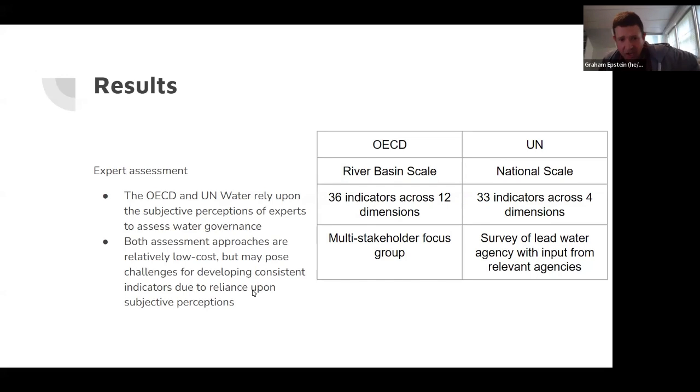The OECD is designed as a focus group. You organize a meeting, usually a one-day meeting. It could go for multiple days, but ideally a one-day meeting. They come together with some guiding questions and develop these scorecards that can be used for assessing water governance capacity. The UN's a little bit different. It is a survey that's distributed to a lead agency, who then is supposed to go out and solicit information from related agencies to submit their scores for reporting for the SDG progress and so on.